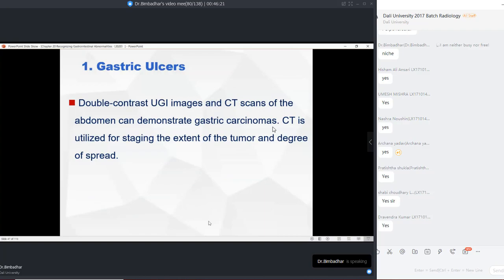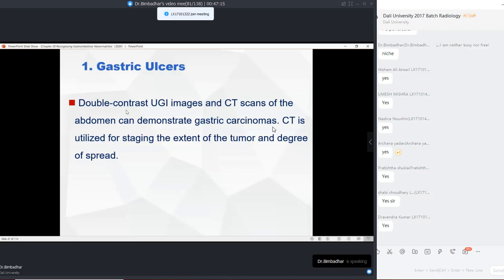When we try to diagnose a gastric ulcer, we perform a double contrast upper gastrointestinal fluoroscopic examination along with a CT scan of the abdomen, which can completely demonstrate a gastric carcinoma. Last time, I told you what these gastric carcinomas give you: a filling defect, right? CT is utilized for staging the extent of the tumor. First, TNM classification is done, and then the degree of spread: metastatic changes, tumor nodules, local invasion and distant metastasis are all assessed on CT. And double contrast demonstrates the complete vegetative state of the gastric cancer.